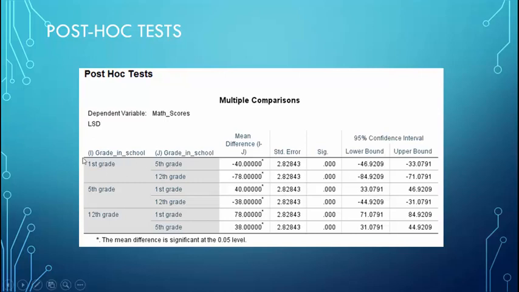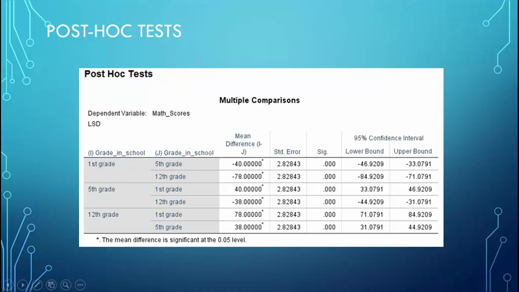Here's the next comparison. First graders compared to 12th graders. Just do it sort of this diagonal here. First grade compared to 12th grade. There was a 78-point difference. And again, that's statistically significant. Yes, we have a statistically significant difference between first graders and 12th graders in math.